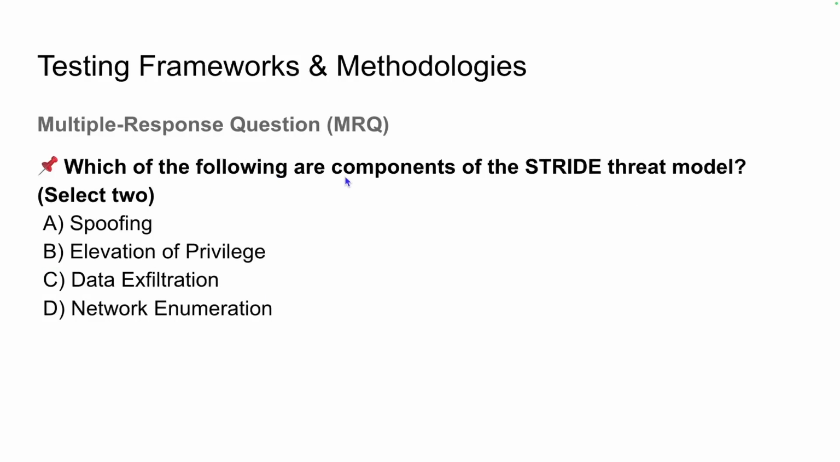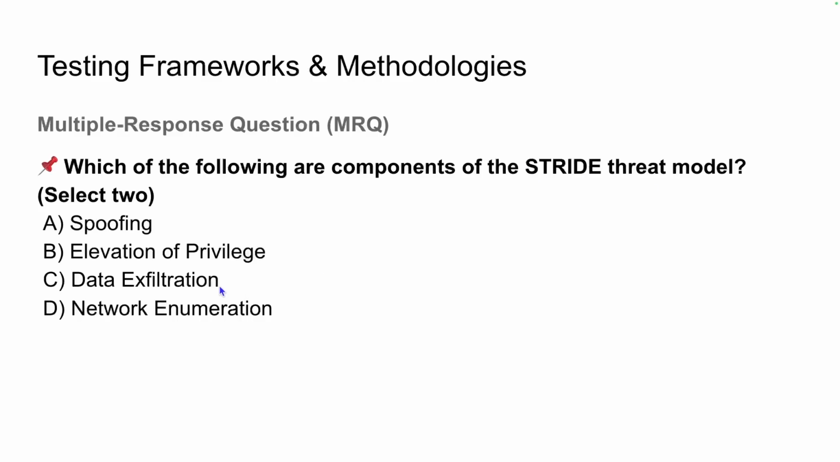Which of the following are components of the STRIDE threat model? So we want 2, right? So spoofing, tampering, repudiation, right? Integrity, I think it was, and the last 2 I forget. So spoofing, I think, is one of them. Elevation of privilege is probably the E at the very end right here. Data exfiltration could be D right there. And network enumeration is definitely not the answer because it's not even in here.